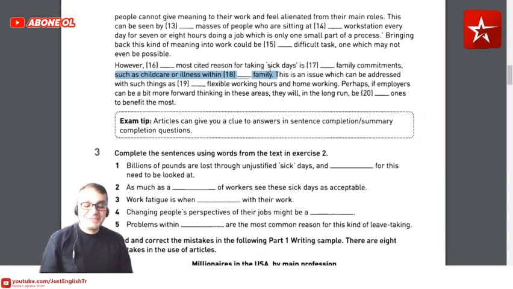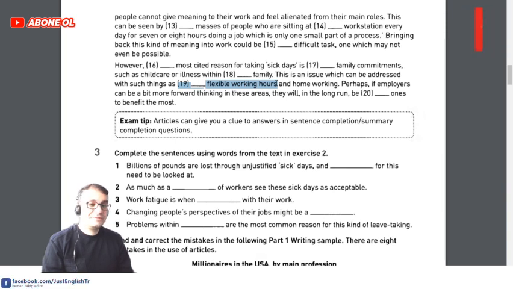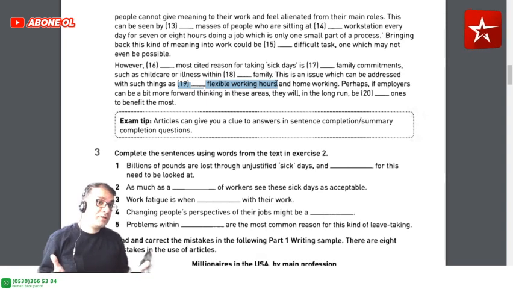It's a good answer. So, let's go for flexible working hours. What do you think about flexible working hours? 19. What about it? Come on, it's a tricky one. Which one are we going to use? Which article? No article? Which one?